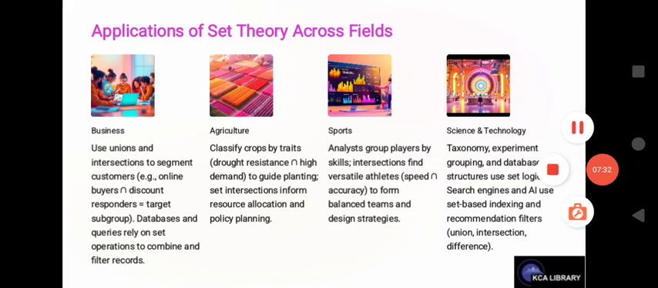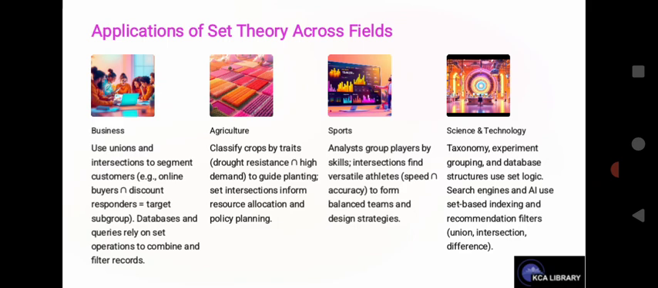Now, where do we apply set theory? We can apply set theory in business, in agriculture, in sports, and in science and technology. Let me start with science and technology so that we see how we apply set theory there. I am saying this because it is one thing to know that these mathematical concepts are applicable to life. They are not just mathematical formulas and symbols. We apply them to different fields. That is the reason why it needs to be properly taught.